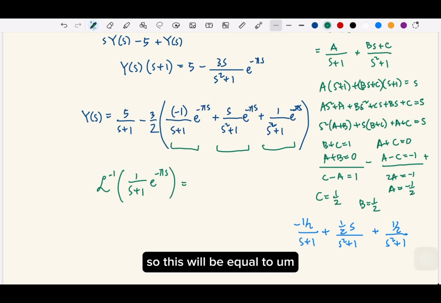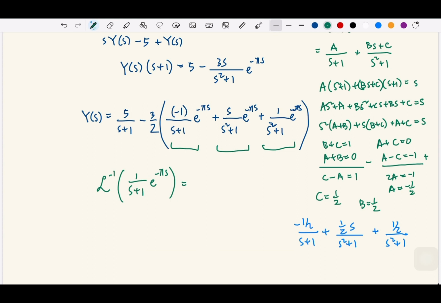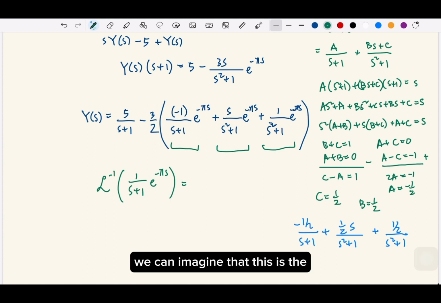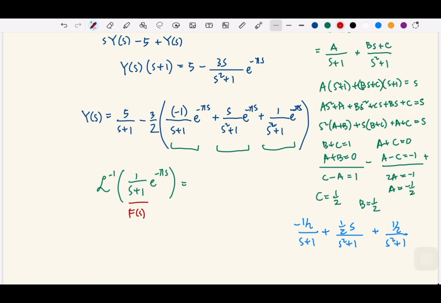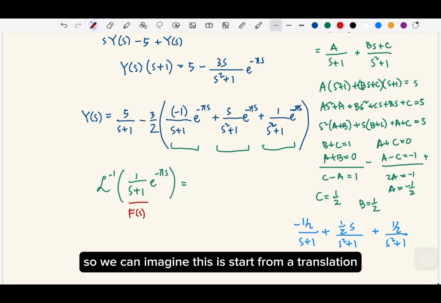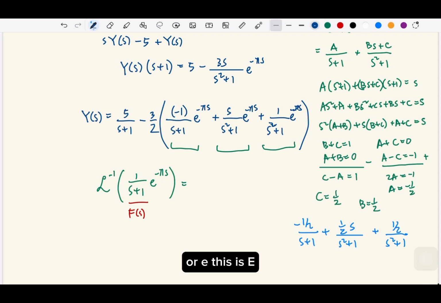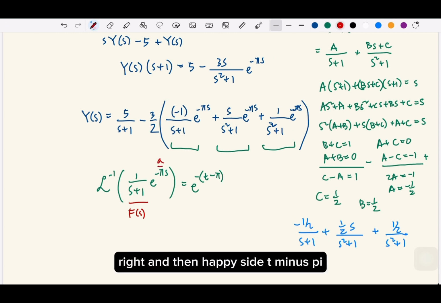So this will be equal to, we can imagine that this is the ft, this is fs, right? So we can imagine this is start from a translation, okay, of e, right? This is e translated to t minus pi. This is a, right? And then Heaviside t minus pi.